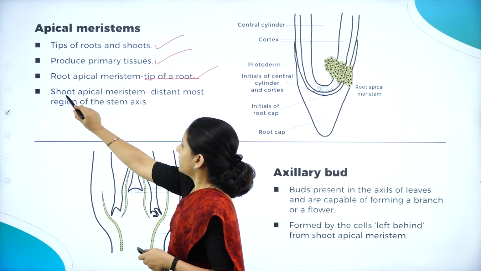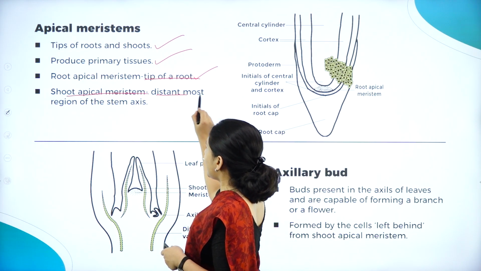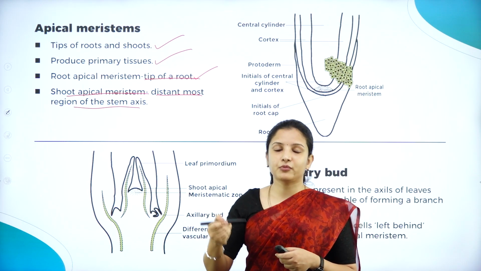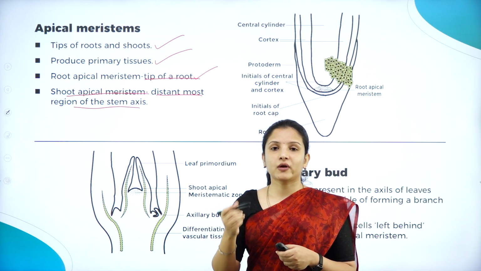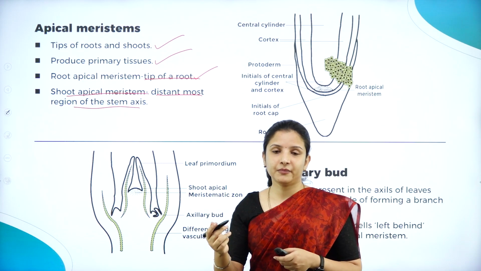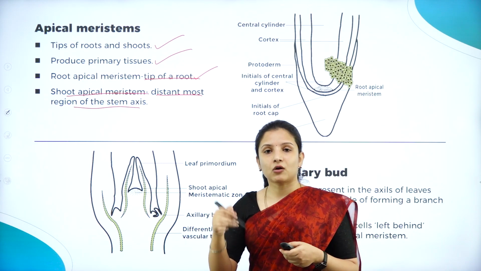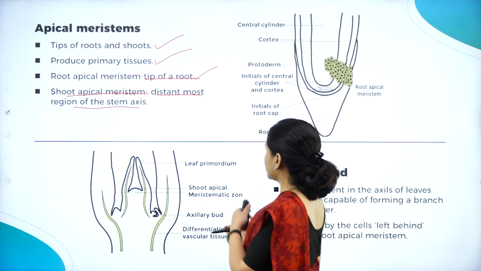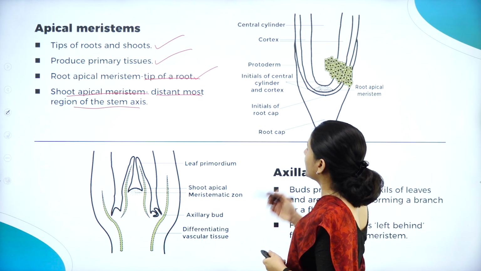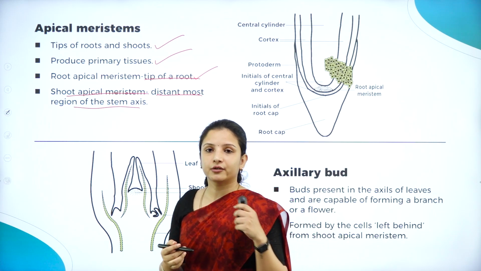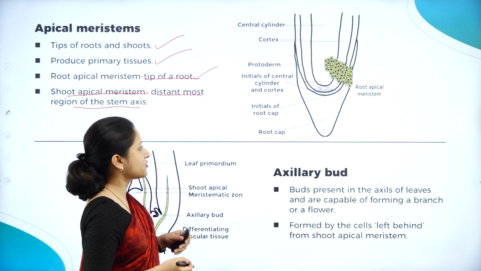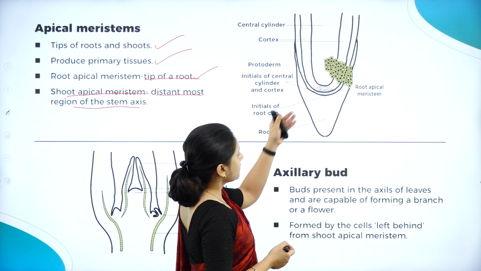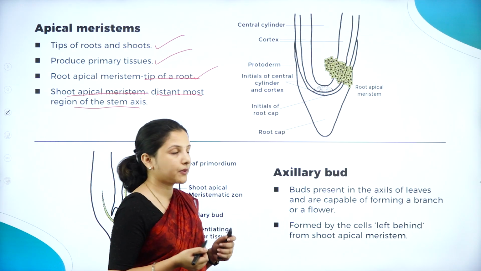And the shoot apical meristem is present at the extreme tip of the stem axis, that is, at the extreme tip of the stem. It will give rise to bud development or flower development, and also it will help in the elongation of the stem. I have here taken the example of the apical meristem of the root, that is the root apical meristem, and the shoot apical meristem. So we shall study about them. First we shall study about the root apical meristem.